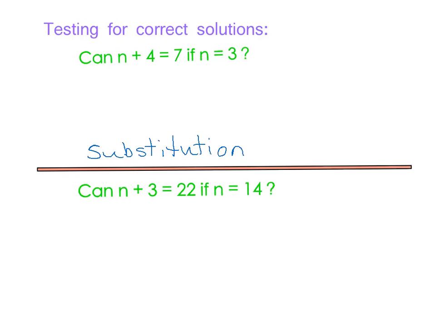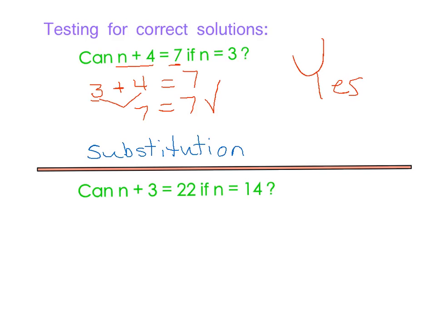Because the whole idea of equations is that one side has to be equal to the other side. So if we substitute 3 in for n, we have 3 plus 4 equals 7. That's substituting 3 for n. Well, 3 plus 4 is indeed 7, and we're matching it to the other side, which is also 7. So yes, this 3 does work as the solution for this equation. So we would say yes, n is 3.